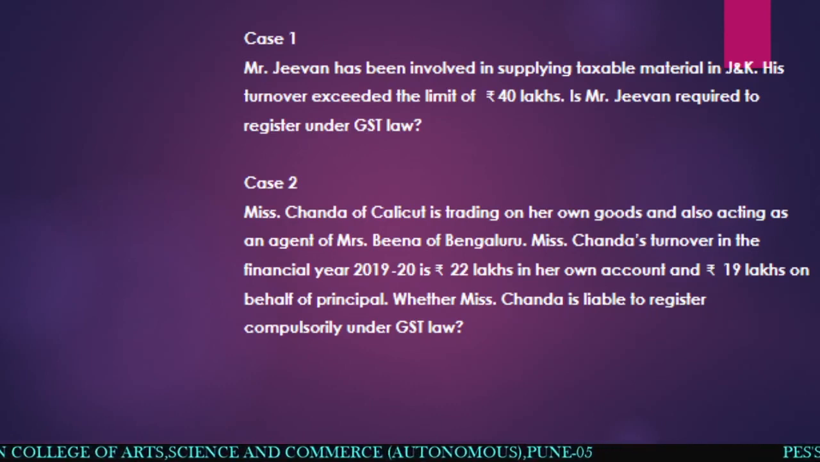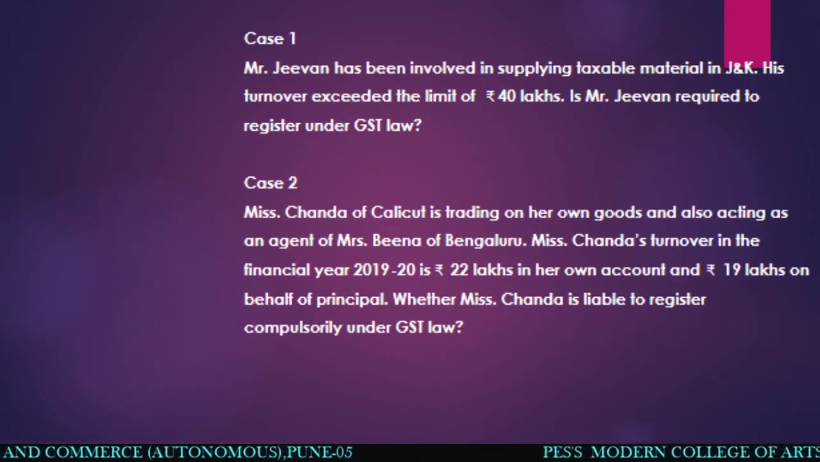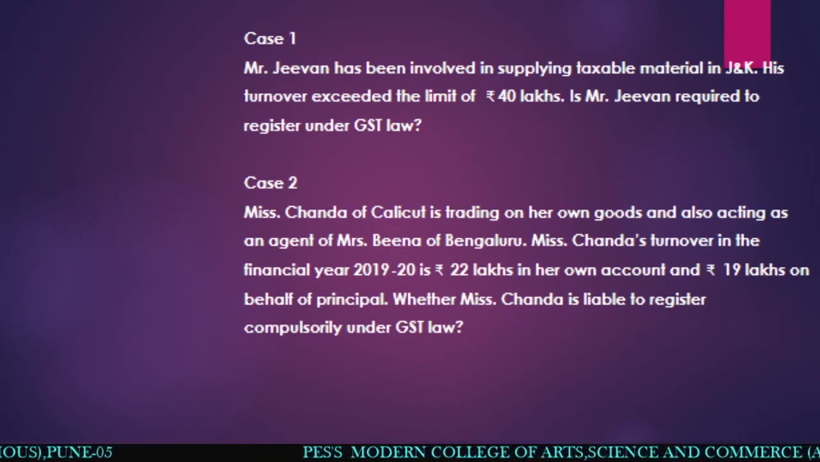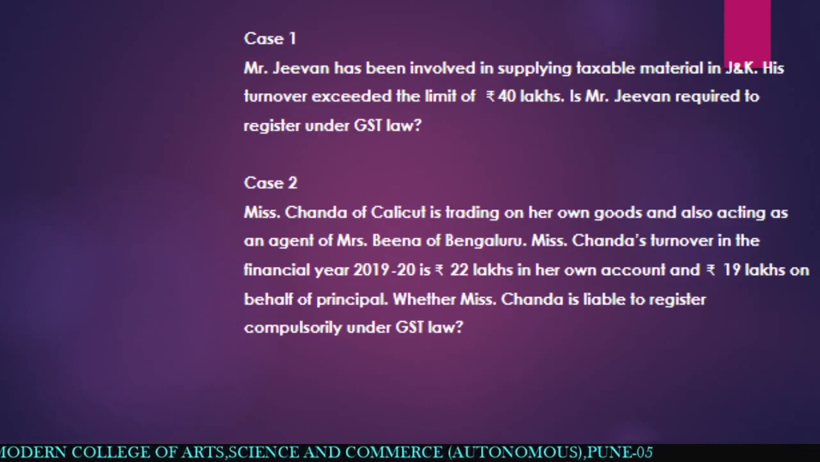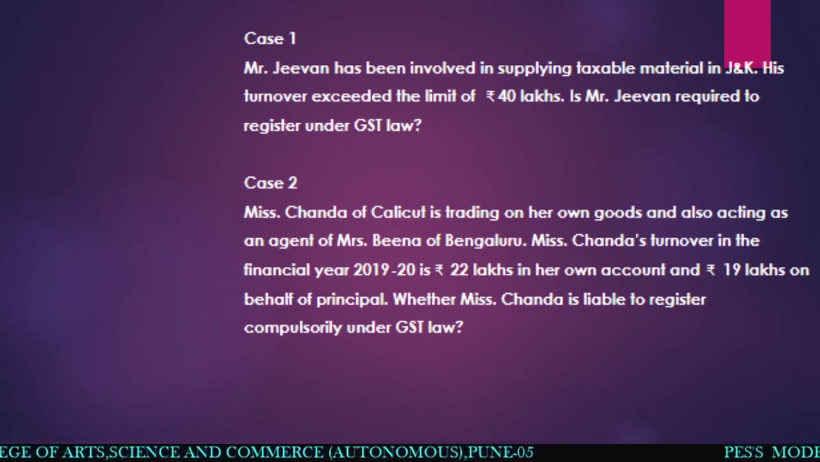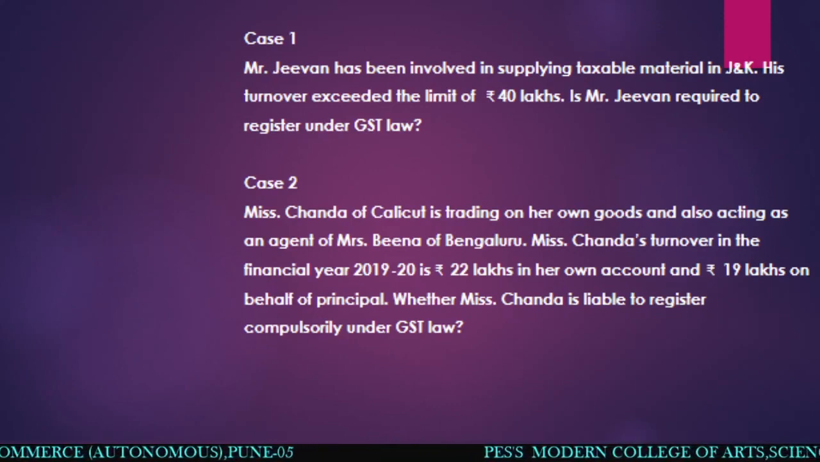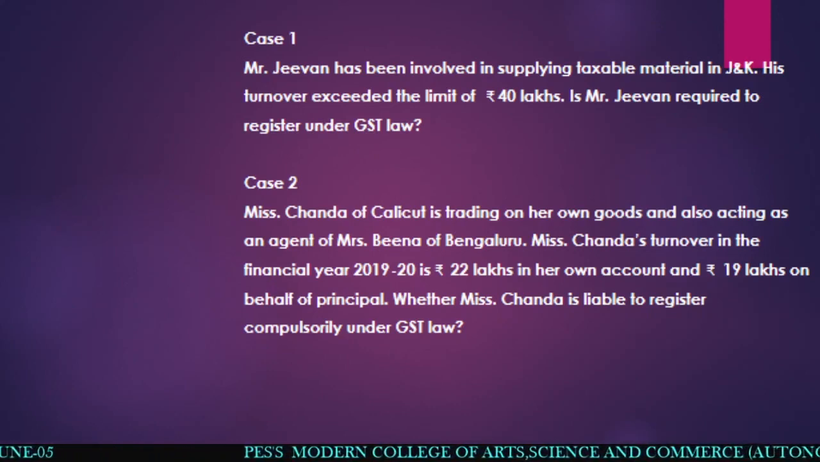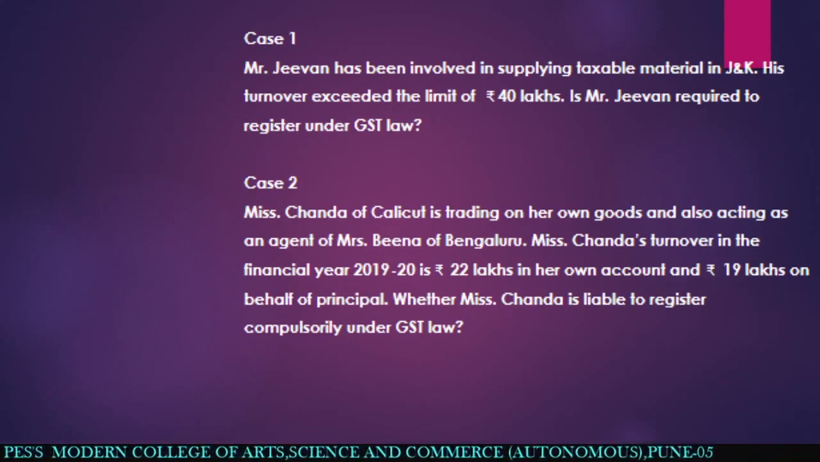Students, as we have seen earlier in the provisions of aggregate turnover, both the value of supply on her own account as well as on behalf of a principal, we have to consider together. And therefore, the aggregate turnover, that is the value of supply on Miss Chanda's own account, 22 lakhs, and as she is acting for a principal, 19 lakhs, will be aggregated. Hence, the aggregate turnover will be 41 lakhs, which is more than the threshold limit. So, Ms. Chanda is liable to register compulsorily under GST.